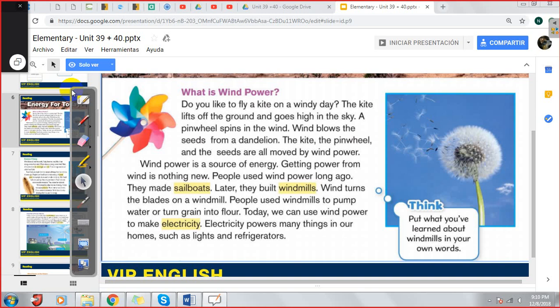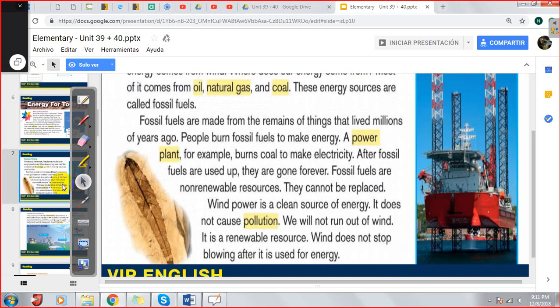Do you like to fly a kite on a windy day? The kite lifts off the ground and goes high in the sky. A pinwheel spins in the wind. Wind blows the seed from a dandelion. The kite, the pinwheel, and the seed are all moved by wind power. Wind power is a source of energy. Getting power from wind is nothing new. People used wind power long ago. They made sailboats, later they built windmills. Wind turns the blades on windmills. People used windmills to pump water or turn grain into flour. Today we can use wind power to make electricity. Electricity powers many things in our home, such as lights and refrigerators. All right, please continue here.